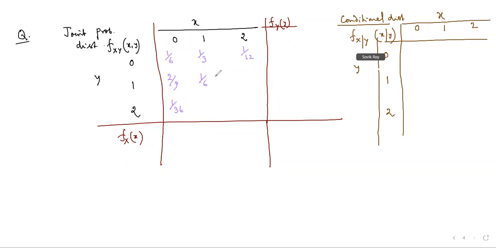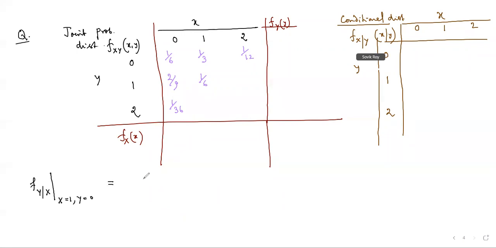And lastly, once you finish calculating these two tables, your job is to calculate f of y given x, this conditional probability, at the point x equal to 1 and y equal to 0. Okay, so you are going to calculate. I'm writing it clearly. After calculating this particular table, we want to calculate the conditional probability of f of y given x at the point x equal to 1 and y equal to 0.